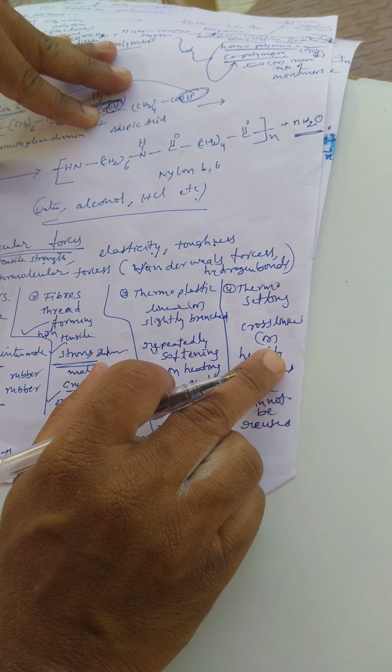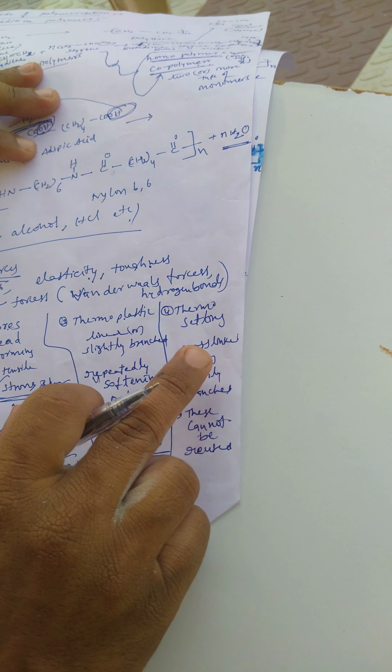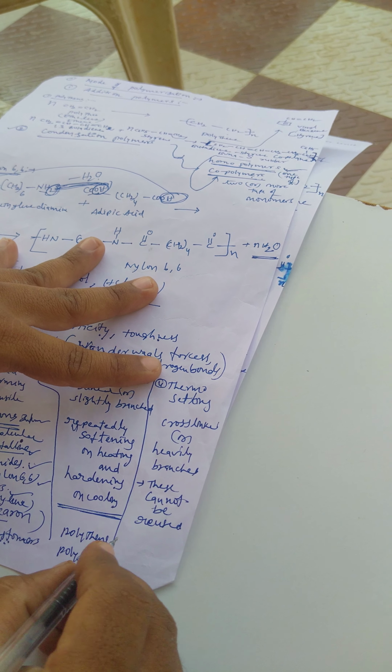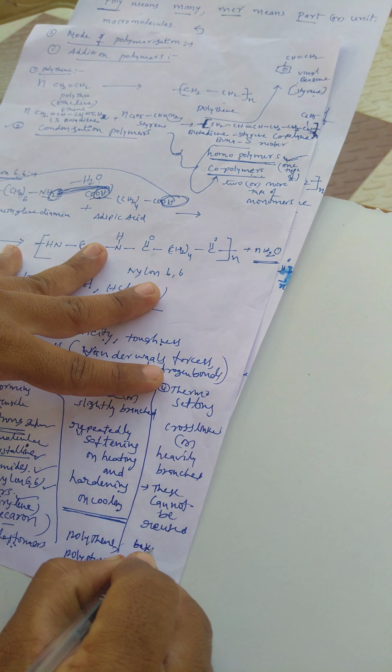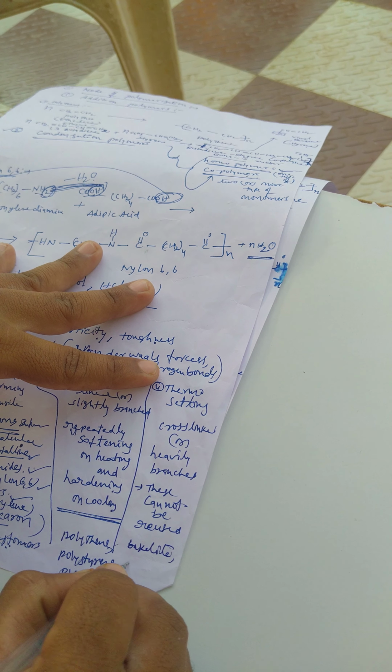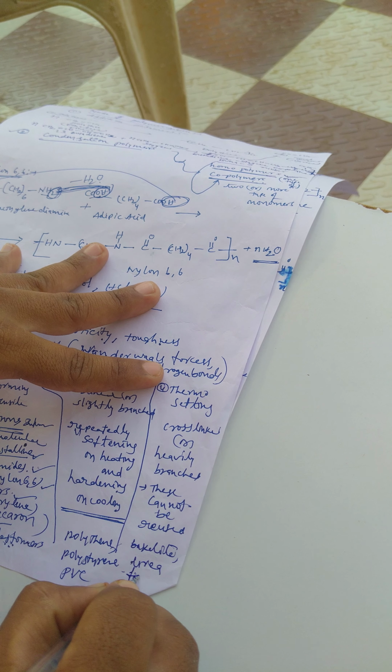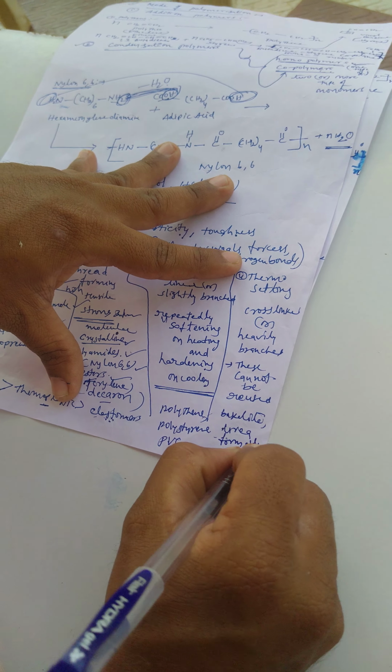These polymers are cross-linked or heavily branched molecules which on heating undergo extensive cross-linking in molds and again become infusible. These cannot be reused. Some common examples are bakelite polymer and urea formaldehyde resin.